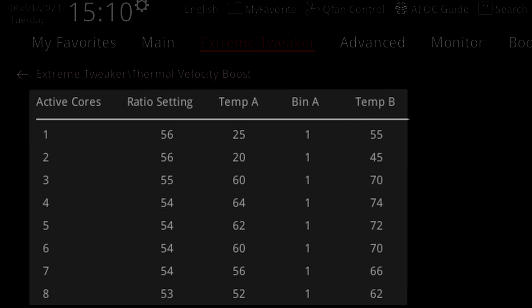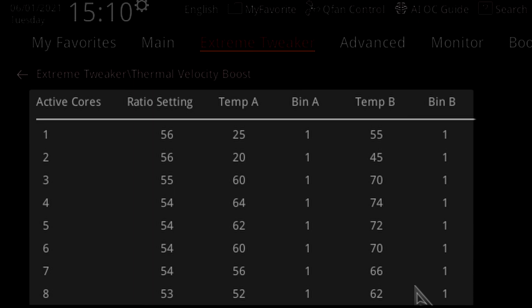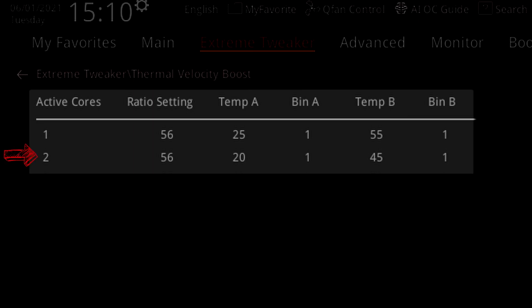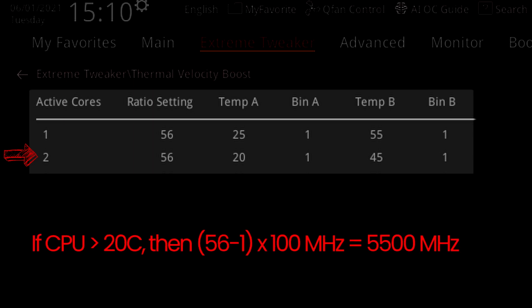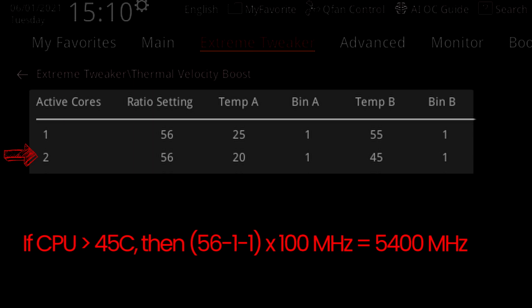The fifth column is an additional temperature offset point. The function is the same as the first temperature offset point. While on Comet Lake, the ratio offset for temperature B was fixed to 1, on Rocket Lake, it is also now configurable. So, in my case, when 2 cores are active, the frequency will be 5.6 GHz. However, if the CPU temperature exceeds 20 degrees, then the frequency will be 5.5 GHz. And if the temperature exceeds 45 degrees, then the frequency will be 5.5 GHz.